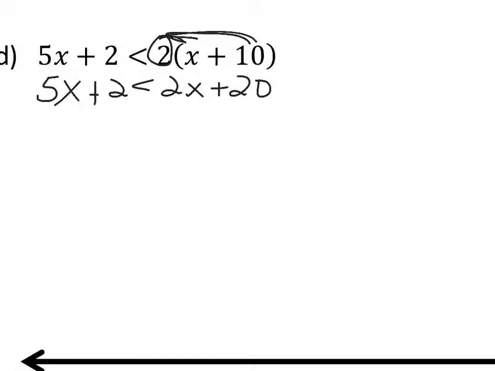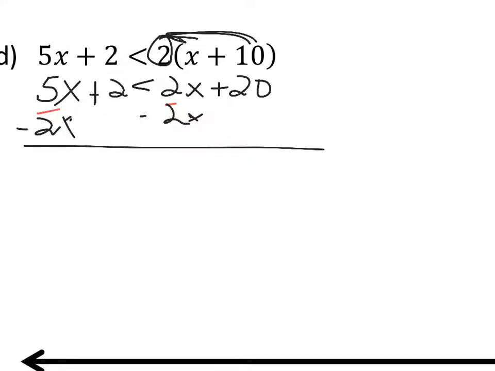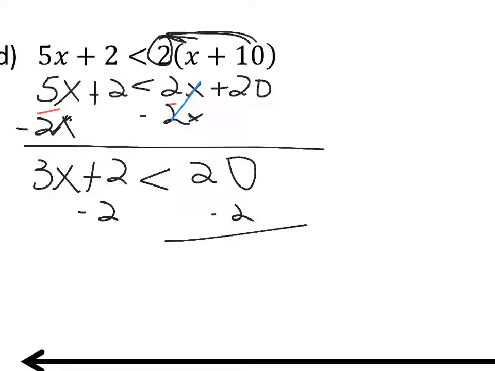Now I'm going to get my x's on the same side. I have 5x and 2x. I'm going to move the smaller one. So I'm going to subtract 2x from both sides. Alright, 5x minus 2x is 3x. Plus 2 is less than. My 2's here canceled, so I'm just left with 20. So I'm going to get rid of the addition here as minus 2, minus 2. So I get 3x is less than 18.